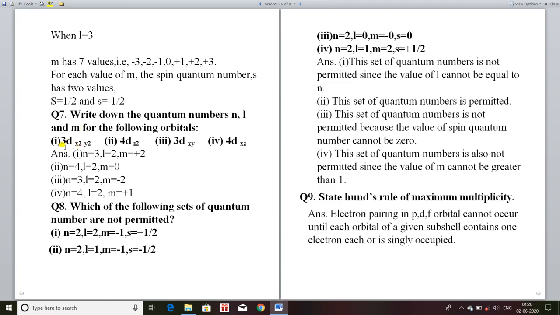First is 3dx²−y². So here value of n is 3 and value of l is 2 and for dx²−y² value of m is +2.